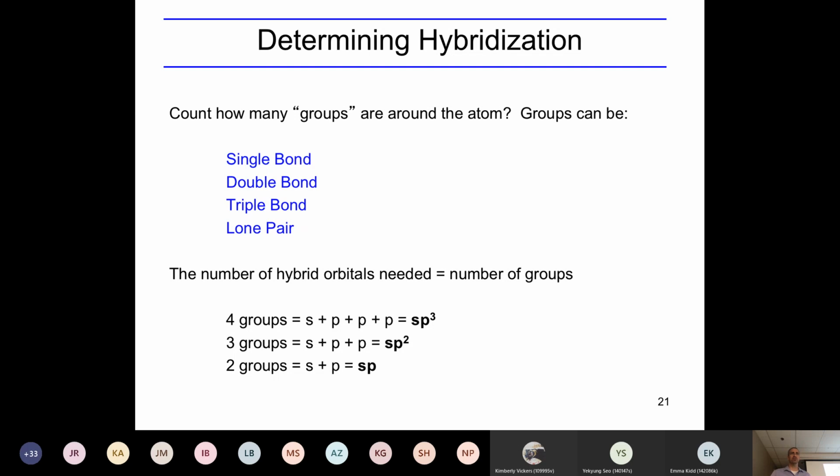Great. That was a super quick refresher of orbital hybridization. Very important.